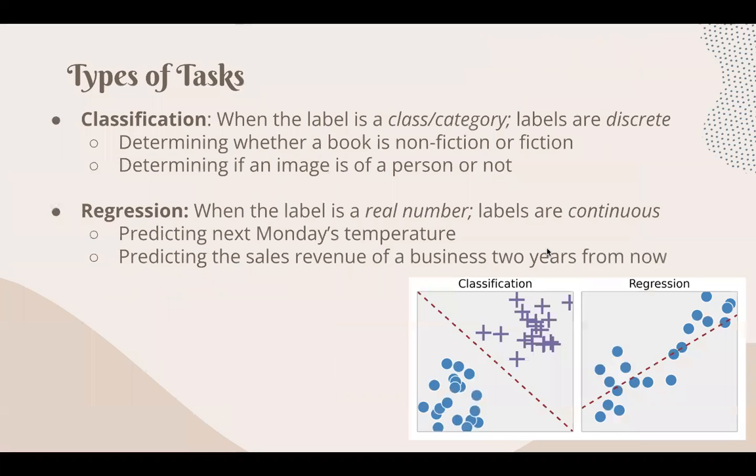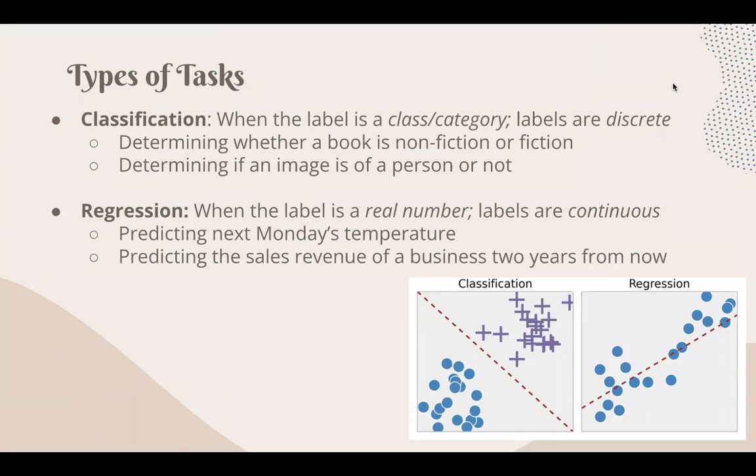and that prediction is incorrect. So there are two general types of tasks that we talk about when we talk about supervised machine learning. The first is classification, and this is when the label is a class or category. So the labels are discrete. Going back to our cat or dog example, determining whether a picture is of a cat or a dog is classification because there are only two categories.